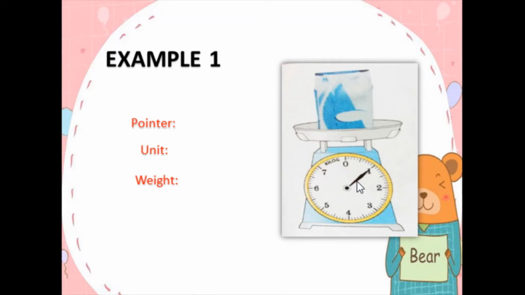Okay, now where is the pointer pointing to? Again, where is the pointer pointing to? Alright, it's pointing at number 1. The sugar, is it heavy or light? It's quite light, right? So our unit to use is kilogram or kg for abbreviation. Therefore, our weight would be 1 kilogram.